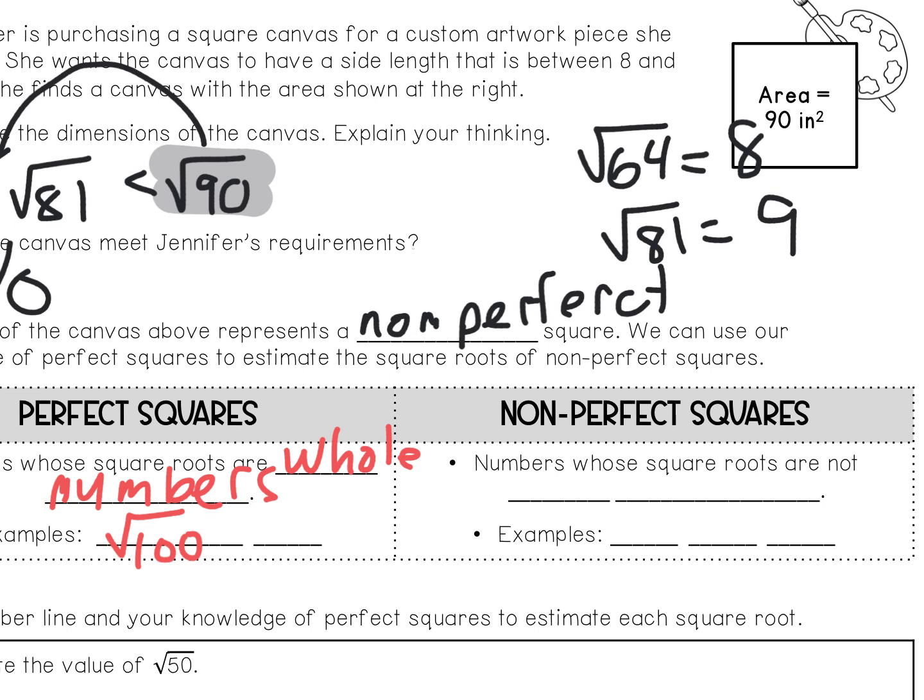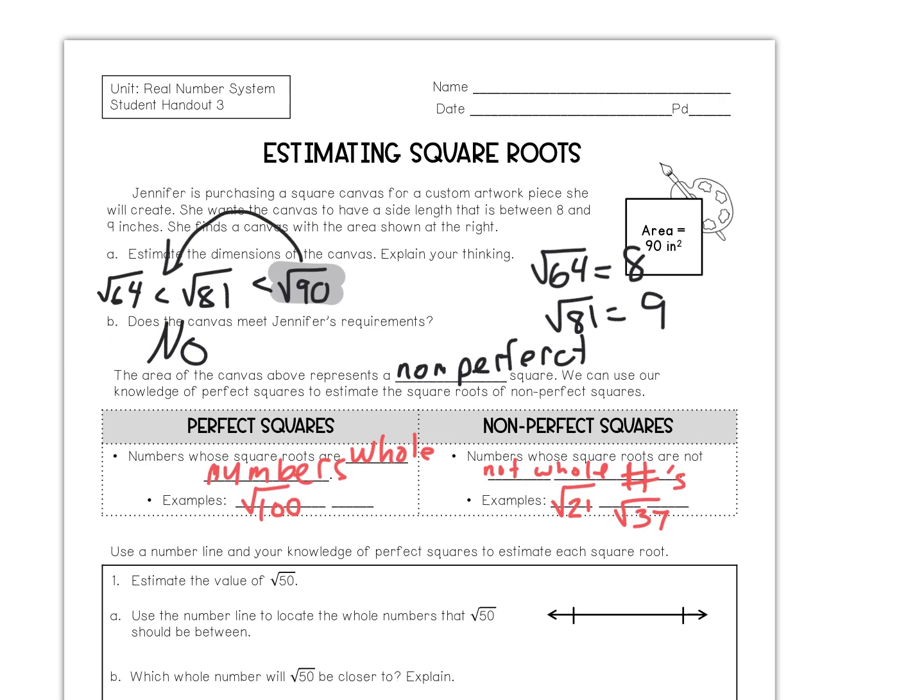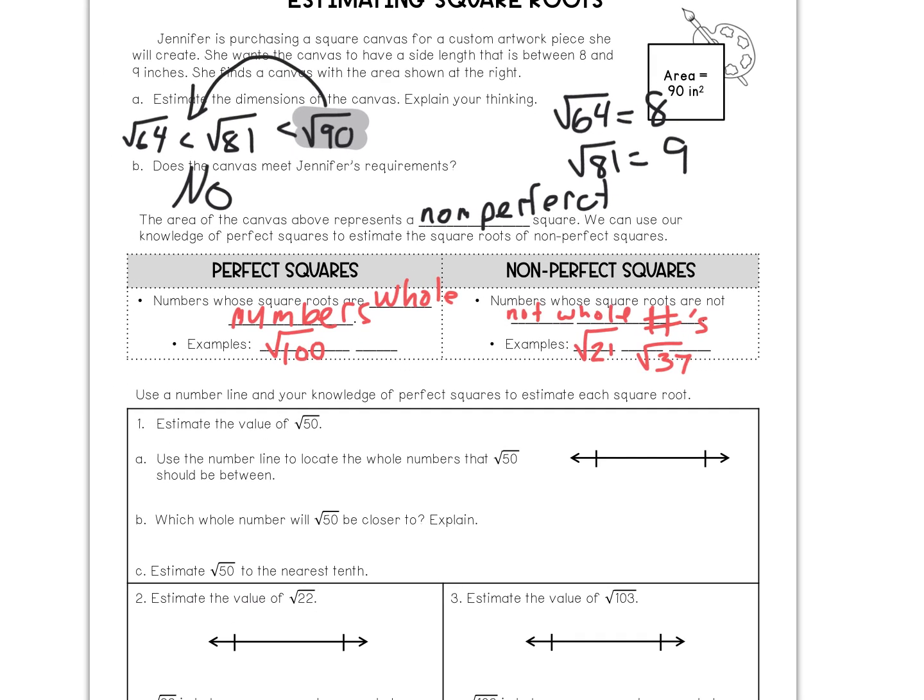And if it's non-perfect squares, you would think the answer would be numbers whose square root are not whole numbers. What are whole numbers again? Any number of decimals, fractions. Okay, numbers, the counting numbers plus what value? 0. Okay? And then an example might be square root of 21 or the square root of 37. But what we can do is use the numbers we do know to help us find those.